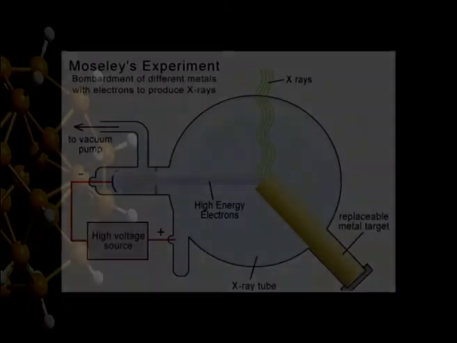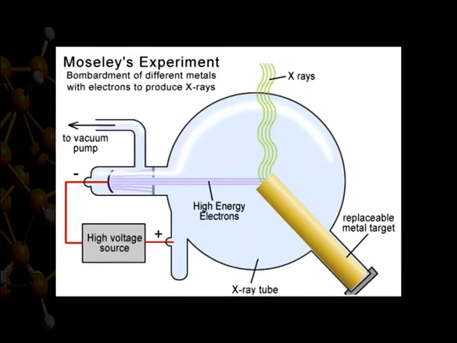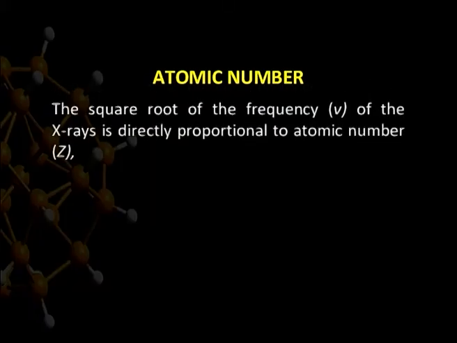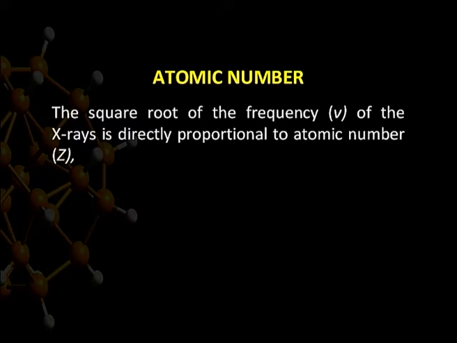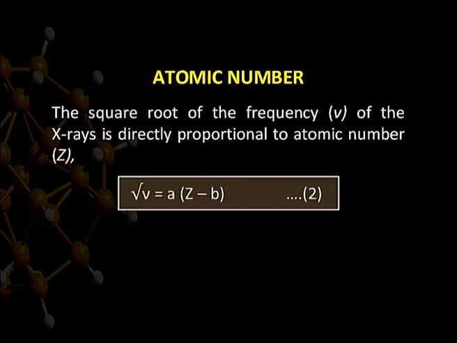Simultaneously, Moseley in 1913 studied the wavelength of the characteristic X-rays using different metals as anti-cathode. He postulated that the square root of the frequency nu of the X-ray is directly proportional to the atomic number Z. So this equation is given like this: square root of nu is equal to aZ minus b, where a and b are constants.